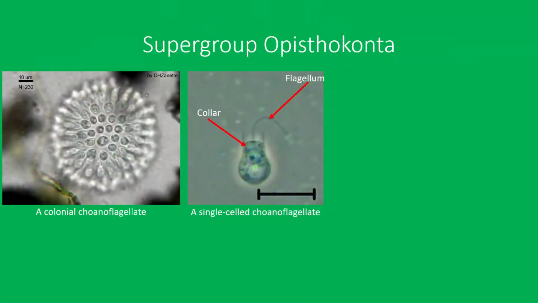All members of this group, supergroup Opisthokonta, have a single posterior flagellum, meaning a flagellum towards the rear of the organism. One group of Opisthokont protists exists called the choanoflagellates. These flagella are used for movement and feeding. Choanoflagellates can either be colonial or single-celled. Animals and fungi evolved from a choanoflagellate ancestor.